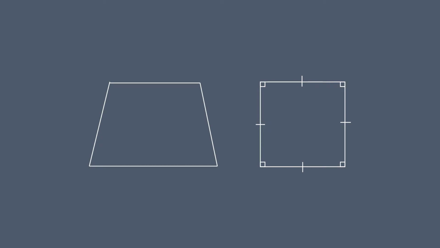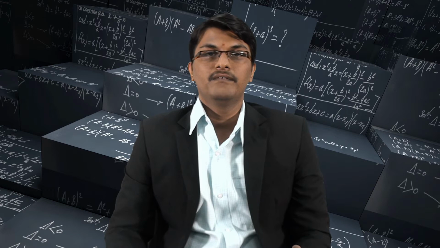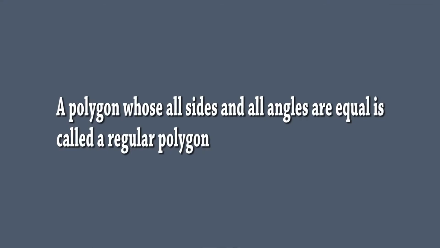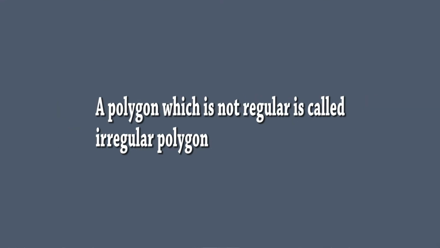Now let us consider the 2 polygons shown on the screen. Here both are quadrilaterals, but there is an important difference between them. Can you identify it? The second polygon has all sides equal and all interior angles equal, while the first one does not have this. So we have the following two definitions. A polygon whose all sides and all angles are equal is called a regular polygon. A polygon which is not regular is called an irregular polygon.